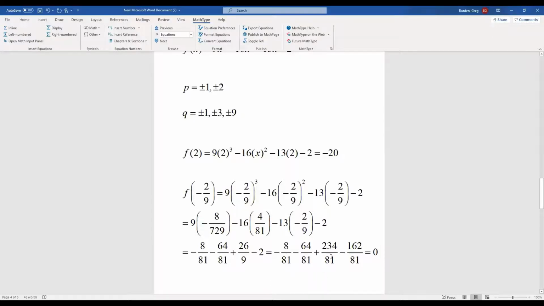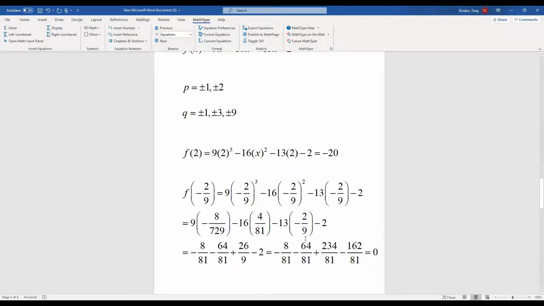Get a common denominator of 81. And if you add these terms together, they do add up to 0. So negative 2 ninths is a zero of our polynomial. Now, according to something called the factor theorem, if we have a zero, let's call it z for zero, if z is a zero, then it follows that x minus z is a factor.